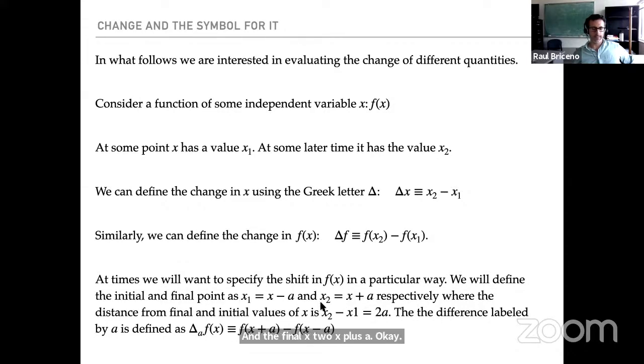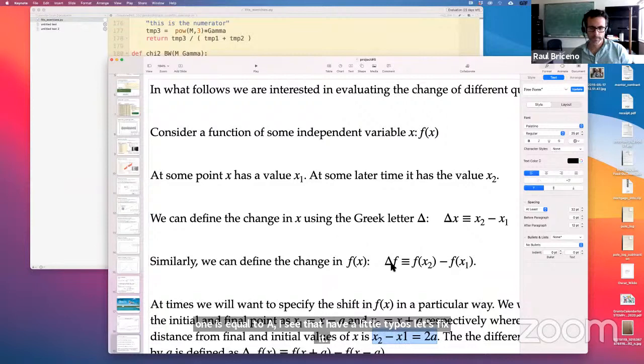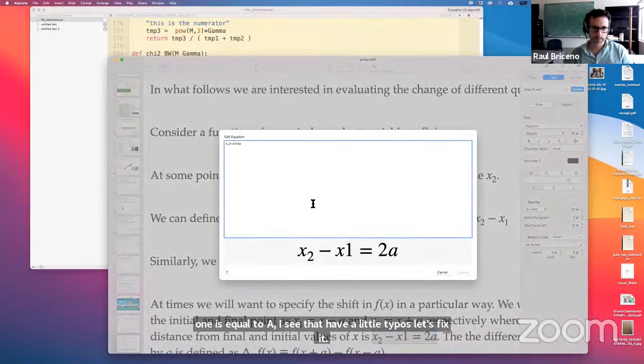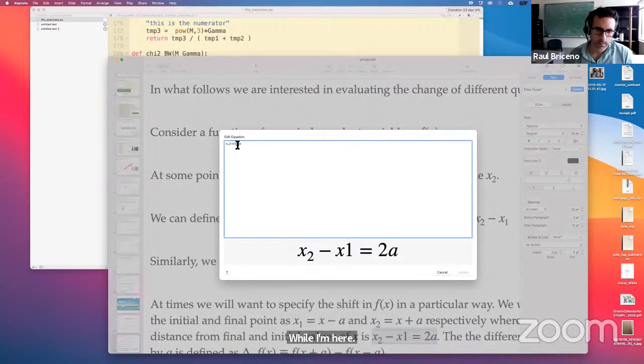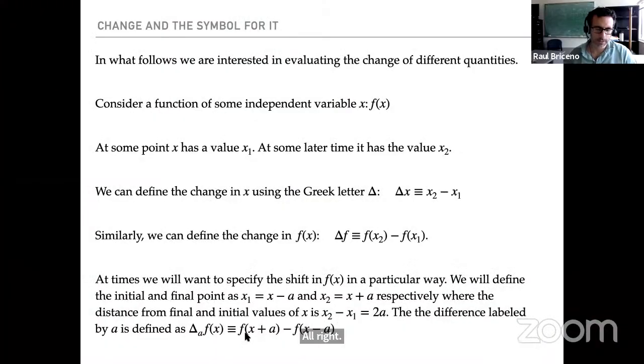This is just a definition for a, and what this is going to tell us is that the difference between x2 and x1 is equal to 2a. I see that I have a little typo, so let's fix it while I'm here. Perfect. All right.